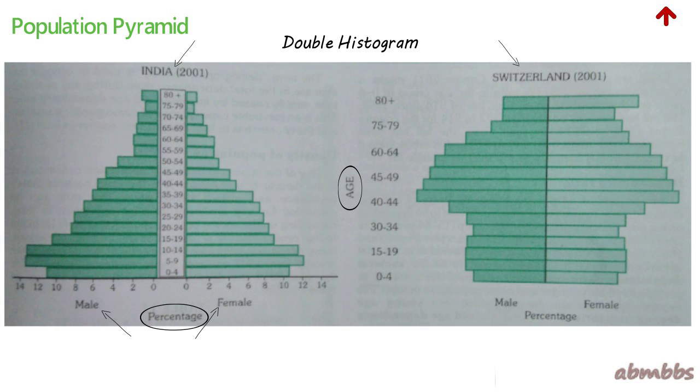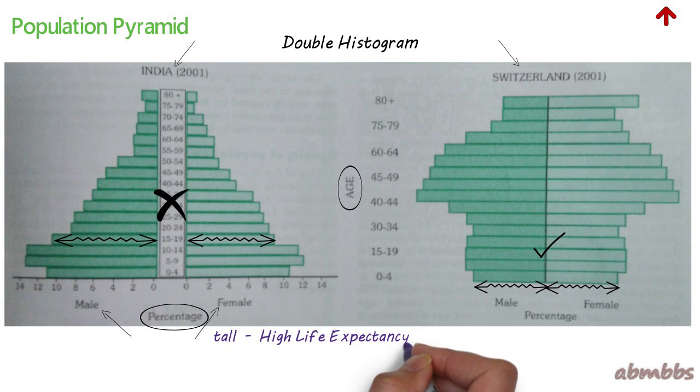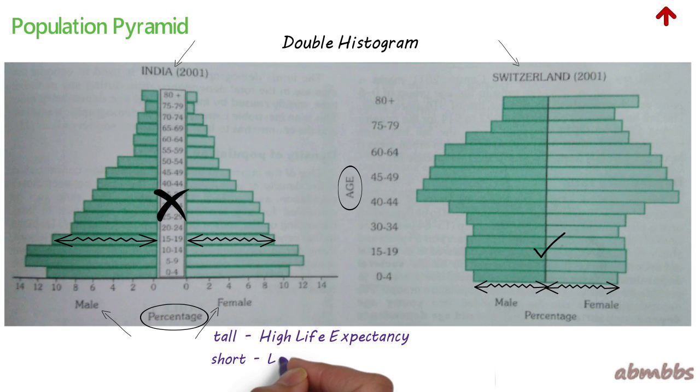Next, if you look closely, you will notice that in the population pyramid of Switzerland, the male and female sides are equal. That is, the graph is symmetrical. This denotes that the sex ratio is good. But in case of India, the line on the male side is larger. This denotes that the sex ratio is lower here, which is bad. Finally, if the population pyramid is taller, it means life expectancy is more and vice versa. Why? Because the y-axis denotes age, remember?